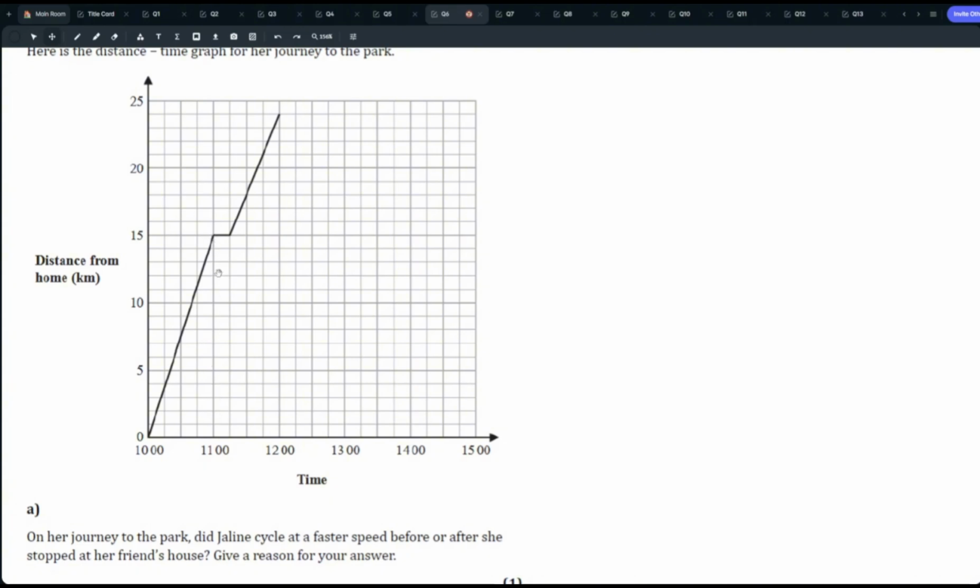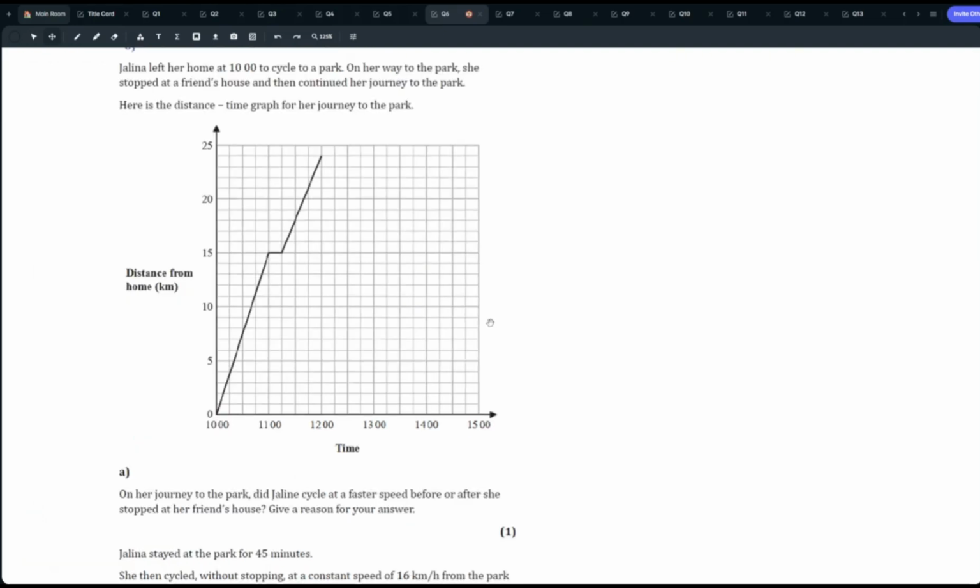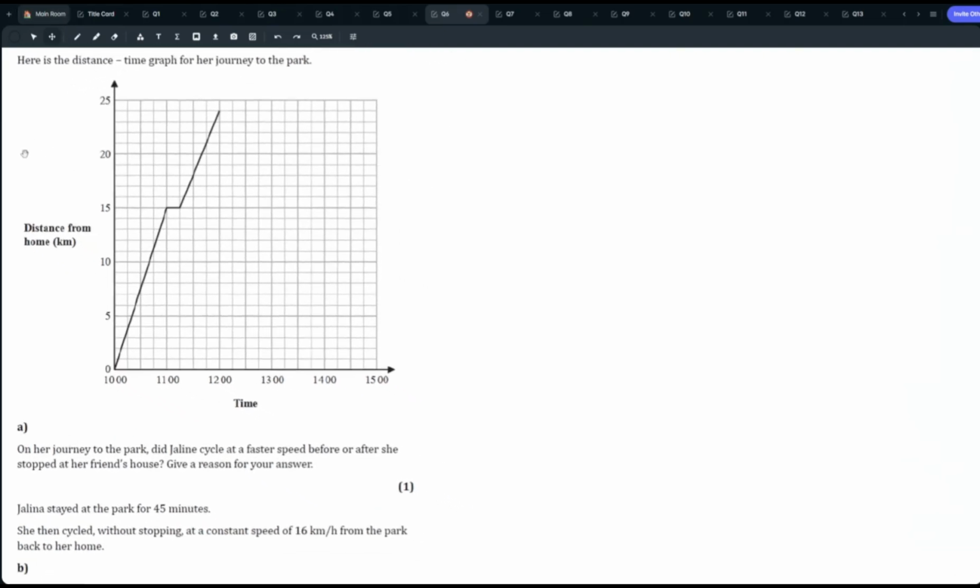Okay, so we could work out the speed here by using our speed, distance, time again. If the line is horizontal, that means it's at rest, and then you can see she's going up again. She's continuing her journey. Okay, so let's just see what question A is. On her journey to the park, did Jelena cycle at faster speed before or after she stopped at her friend's house? Give a reason for your answer.